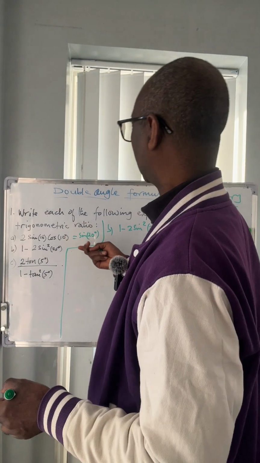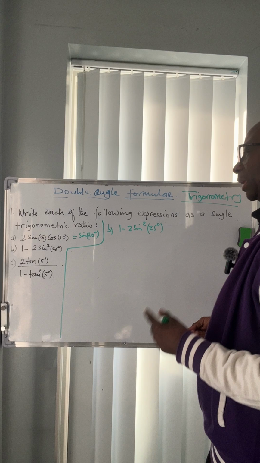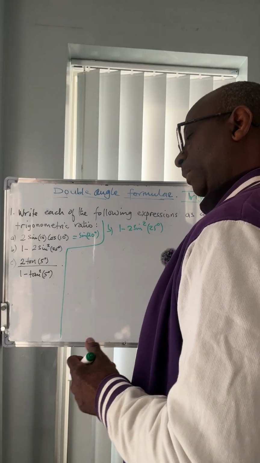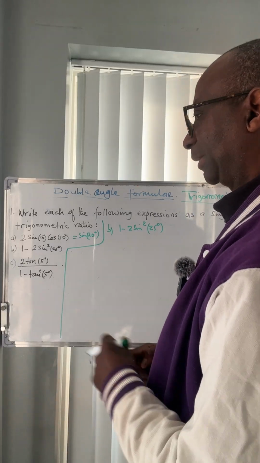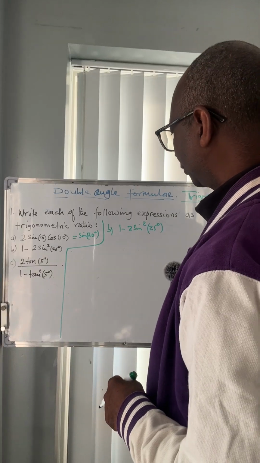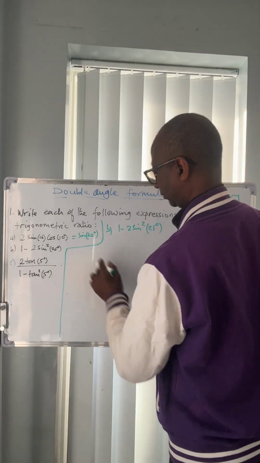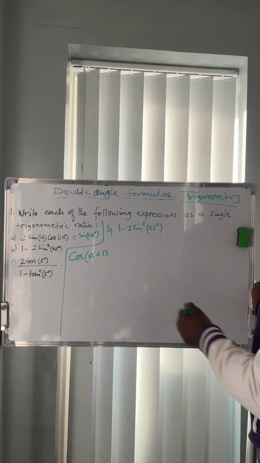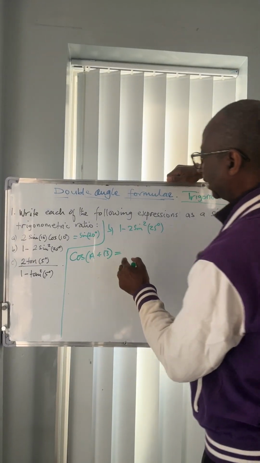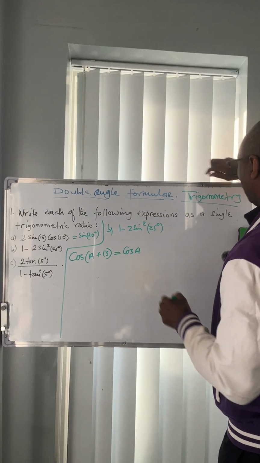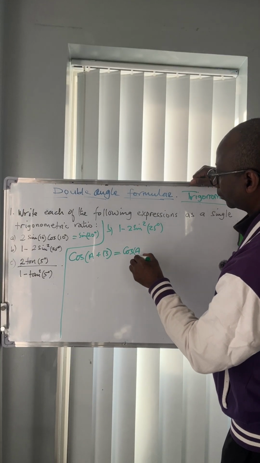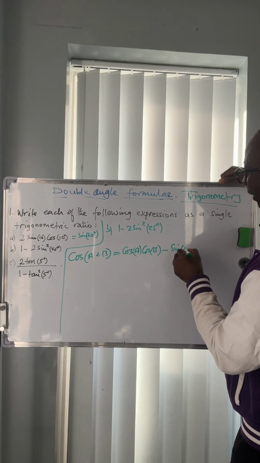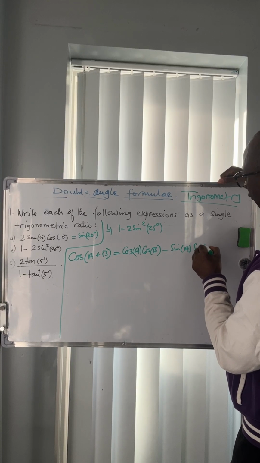If you say sine of A plus B, you're going to get sine A cos B plus cos A sine B. There is no square there, even if you say A equals B. But you can see that for the cosine of A plus B, this gives you the cosine of A times the cosine of B minus the sine of A times the sine of B.